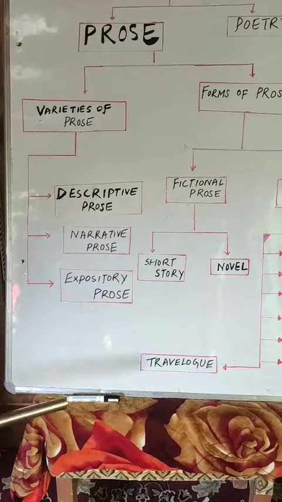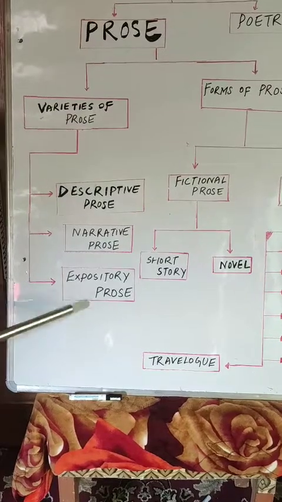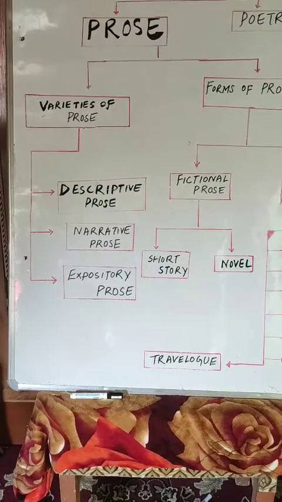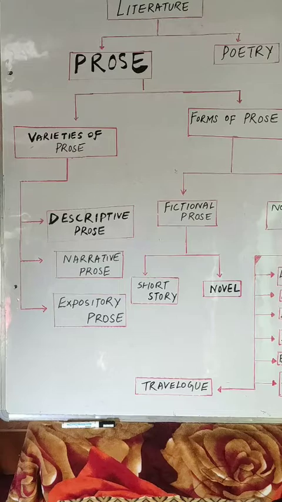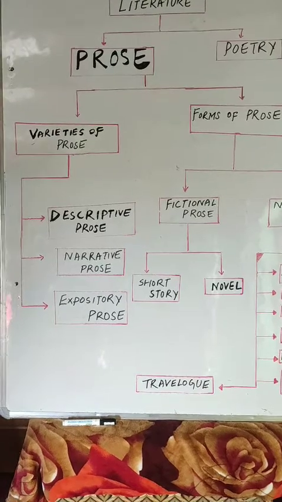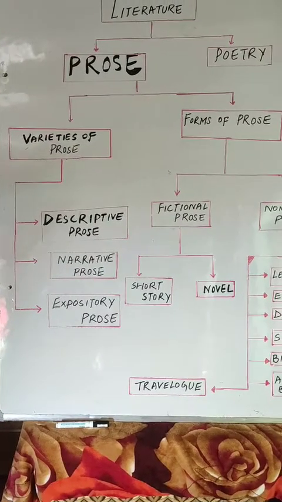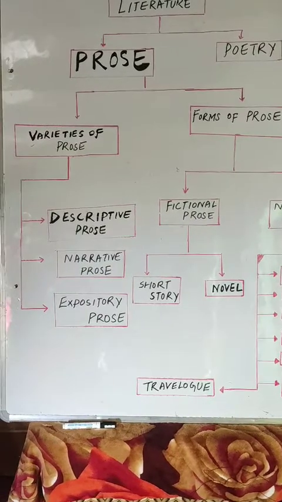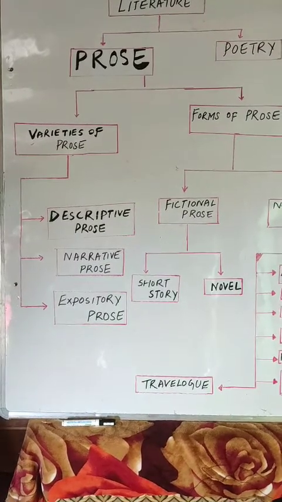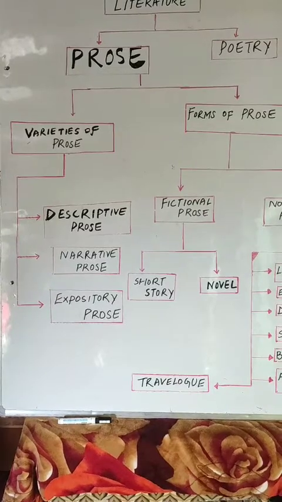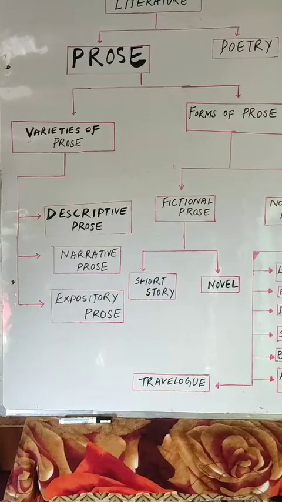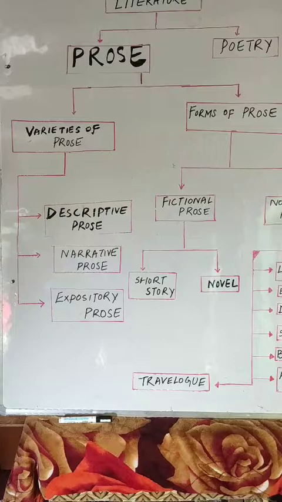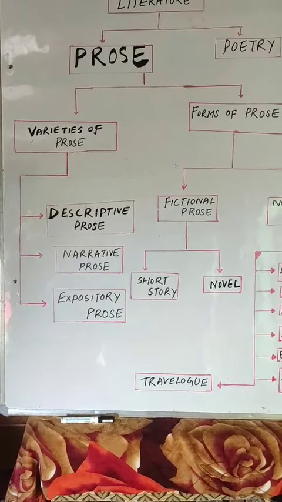The third one is expository prose. Expository prose is that form of literature in which the writer covers real facts. Logical things are covered. It deals with explanation and interpretation. It includes writing on science, history, law, technology, philosophy, political science, literary criticism, etc.